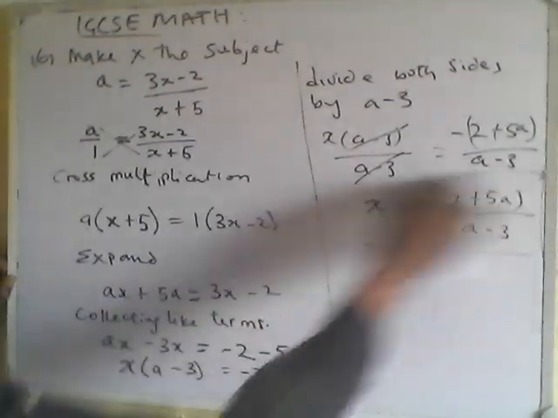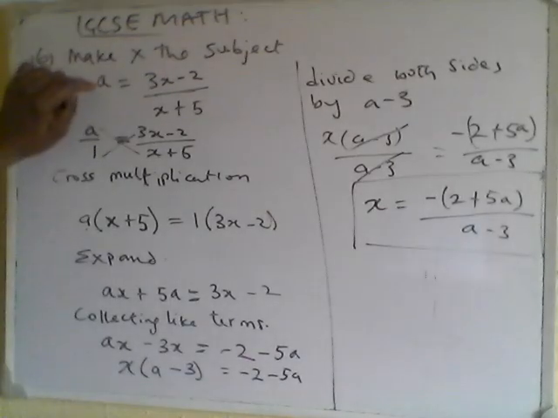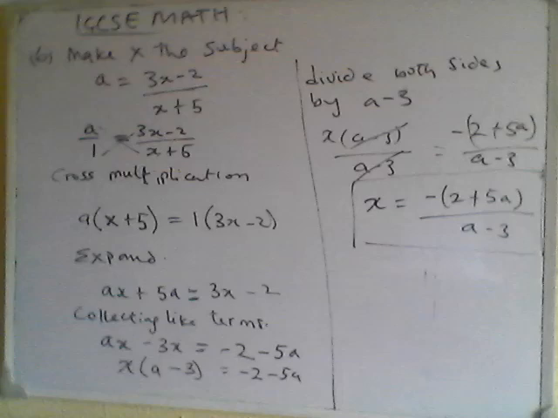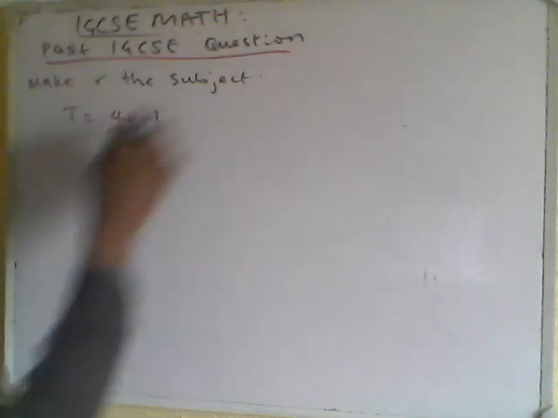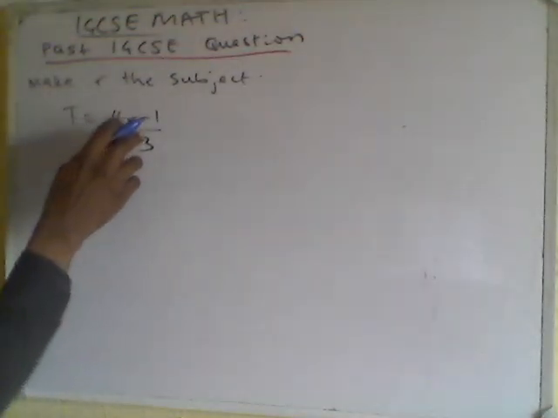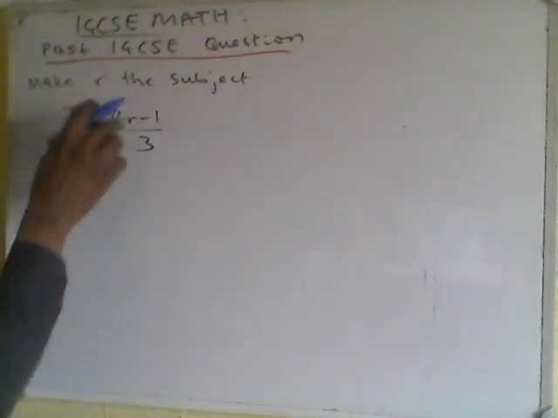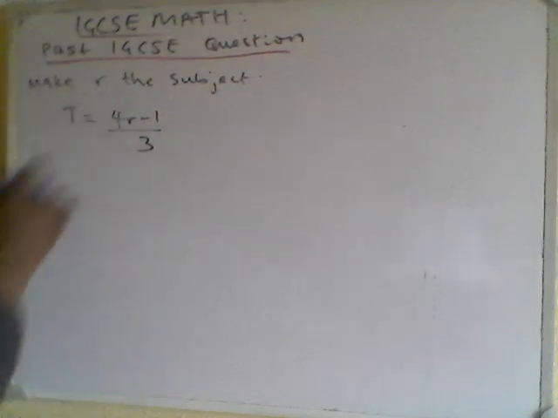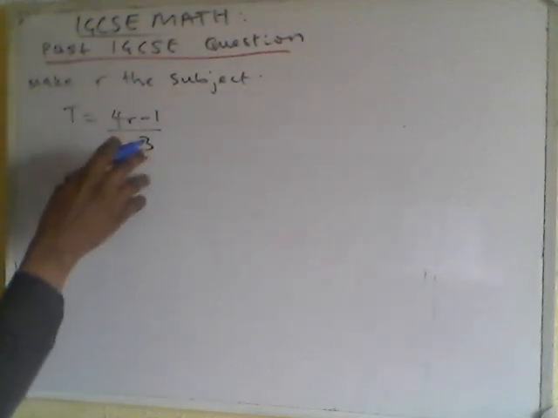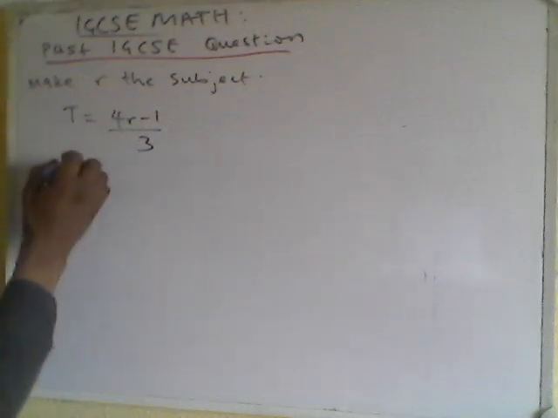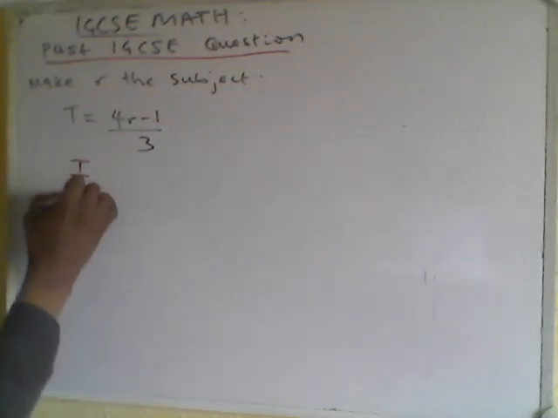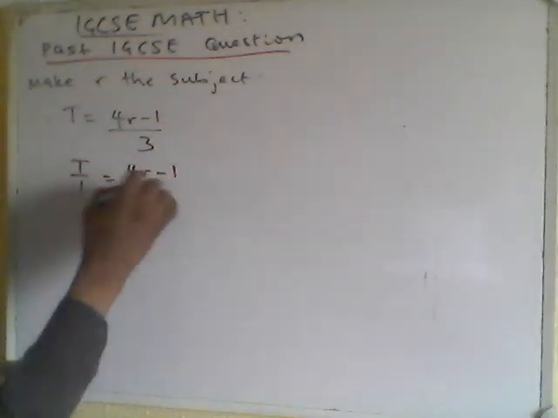I've made x subject of the formula, transforming it from this kind of equation to this kind of equation. So I'm going to leave you with this particular past question, an IGCSE past question. It says t is equals to 4r minus 1 all over 3. So make r subject. So you see where r is now, and what's attached to r is 3 dividing and minus 1, right? So I will still write this like this, t over 1 is equals to 4r minus 1 over 3.